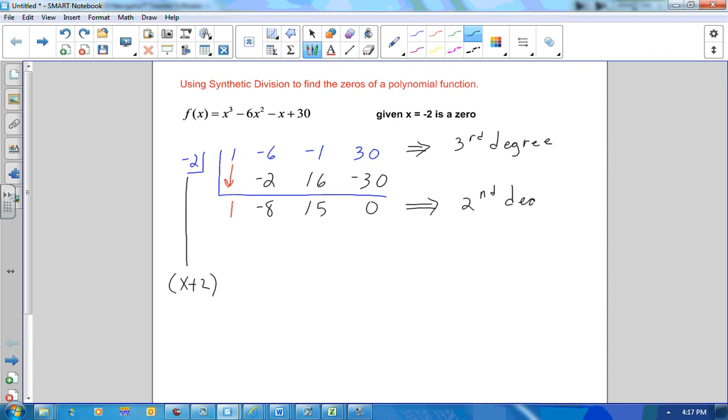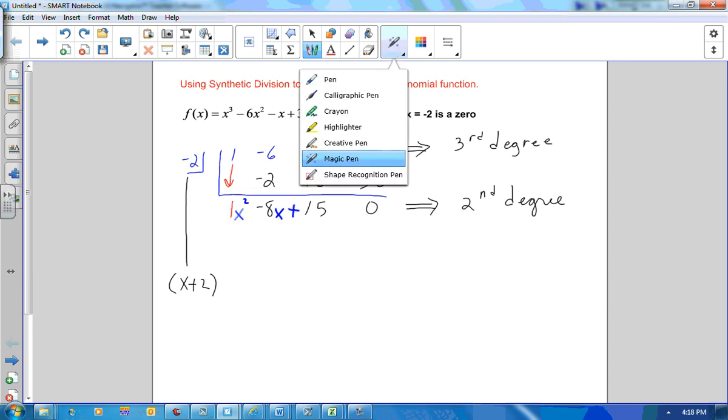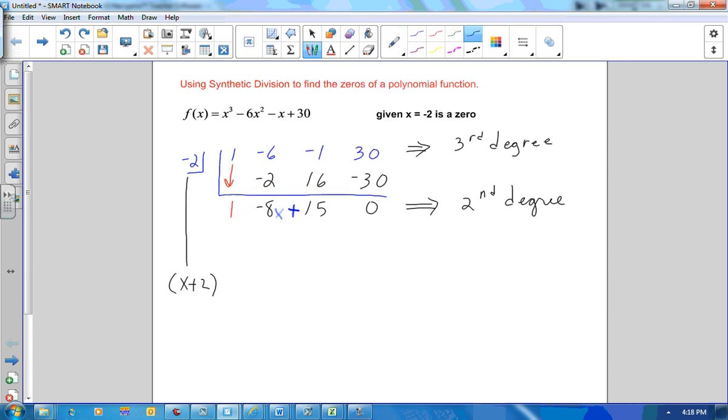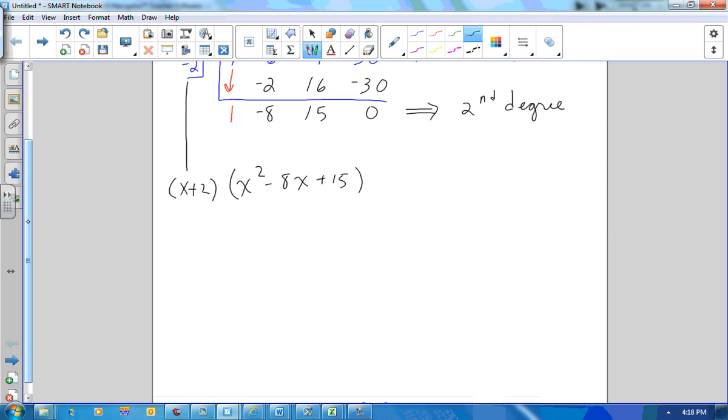Once I'm down to a 2nd degree polynomial, I can either factor it using the tools I already know or use the quadratic formula. So in here, I'm just going to put this in with the erasing pen. So this would be the coefficient of the x squared term, the coefficient of the x term, and then the constant. All right, so let's write this other factor out. So I've got x squared minus 8x plus 15. Now, we said that we wanted these all to be linear factors so that I could find the zeros easily. So the first thing I want to do is factor this quadratic.